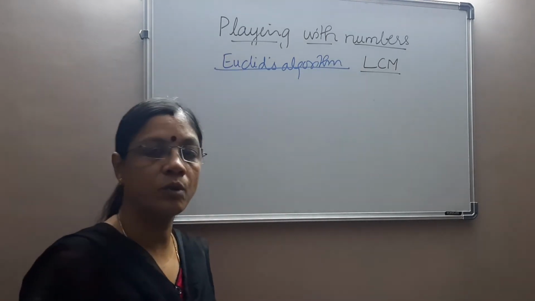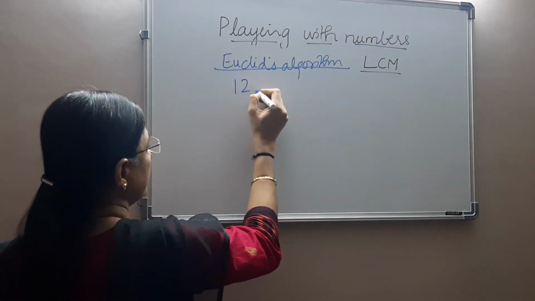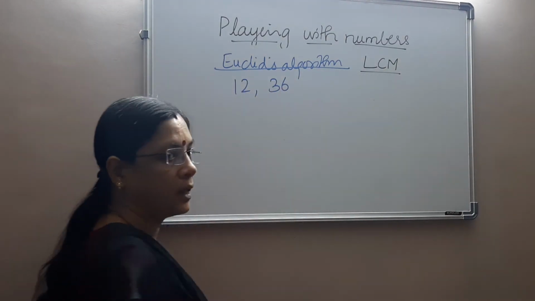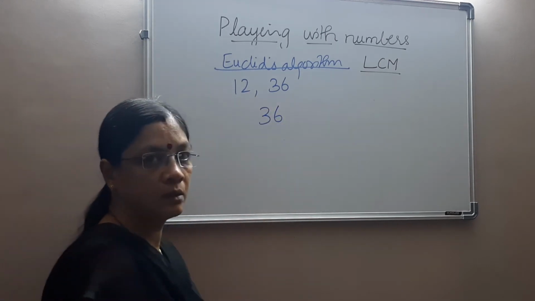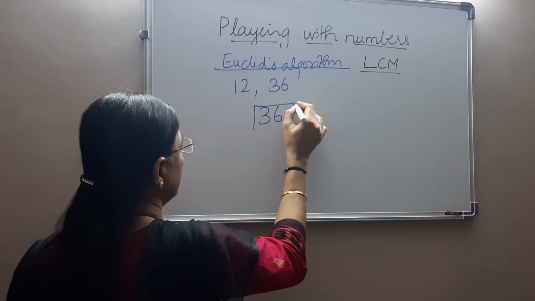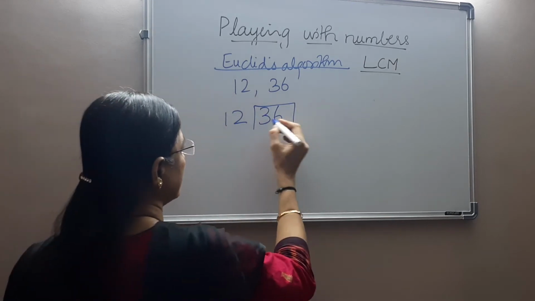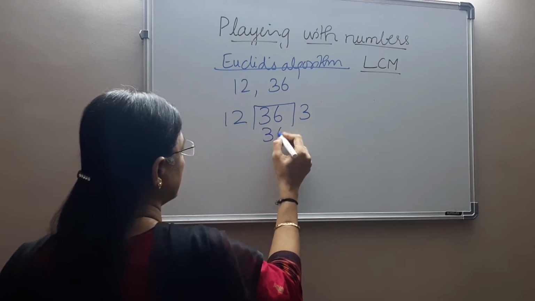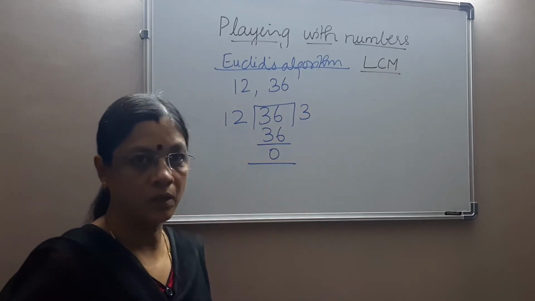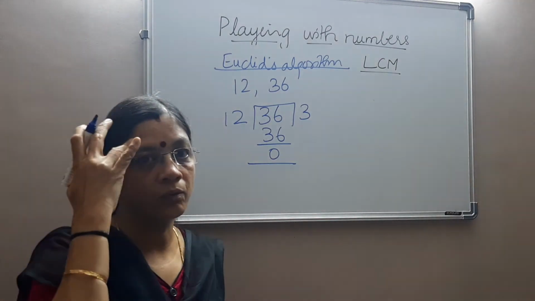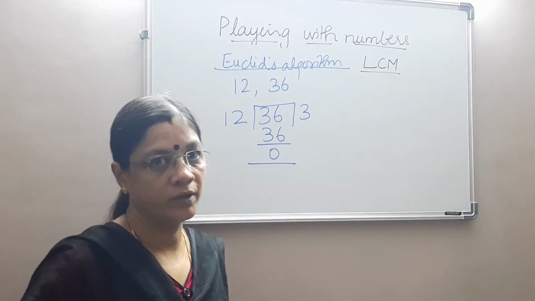Euclid's algorithm. So what is Euclid's algorithm? Let me explain. For the same numbers 12 and 36, I put 36, the bigger number, in the dividend and take 12 as the divisor. Start dividing. 12 3s are 36. See, here itself you get the remainder 0. When we do problems, we will take further examples so that you can understand Euclid's algorithm very easily.